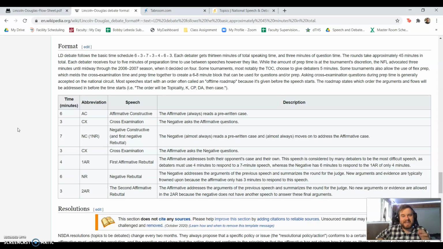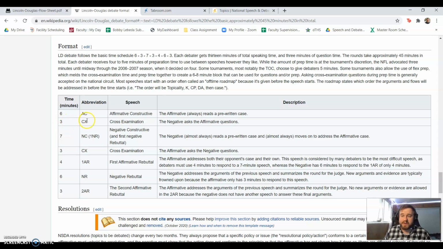So we can see that the first speech in Lincoln Douglas is a 6-minute, what we call a constructive speech. Constructive means that they're laying out their case. They're constructing their case for you. So it's usually an opening speech or a second speech, depending on the event. Here it is a first speech. It is 6 minutes, and you can see it's just pre-written, right? It's not off the cuff. They should already have everything planned for this speech.